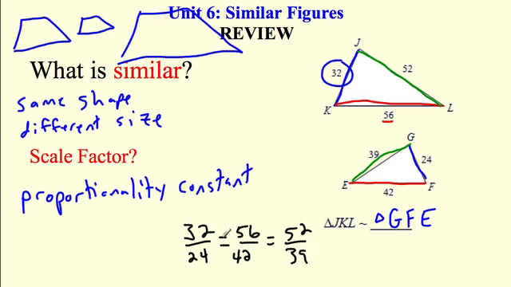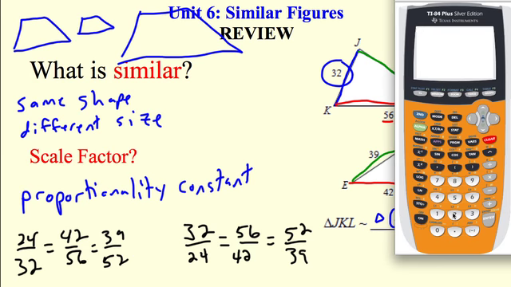If I made these decimals, they would all be the same decimal, the same scale factor. Could you flip them upside down? Sure. You could go from big to small, or small to big. You could say 24 is to 32, or 42 is to 56, which is the same thing as 39 is to 52. Either one of these will be right. If you tell me on the test the scale factor is this, that's right. You can say the big triangle is 1.333333 times bigger, or if you tell me the opposite, that's also right.